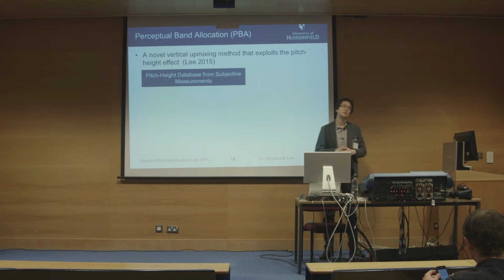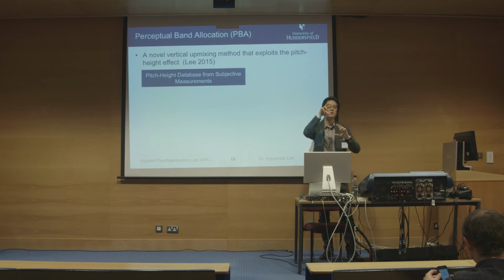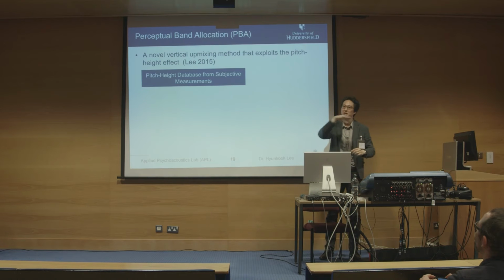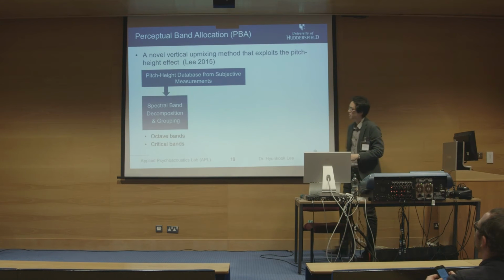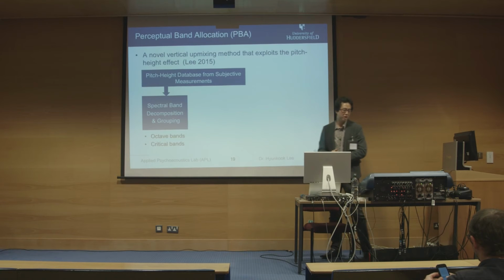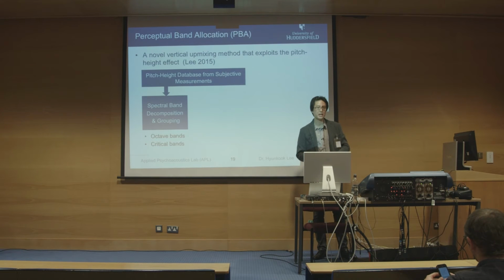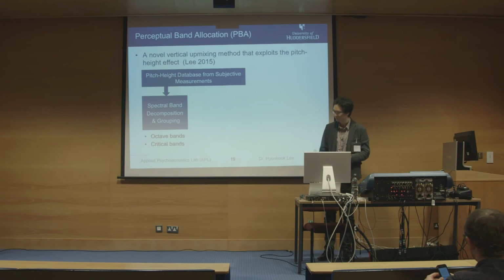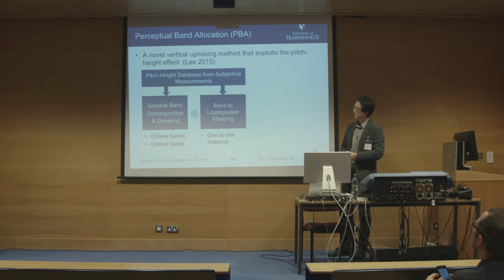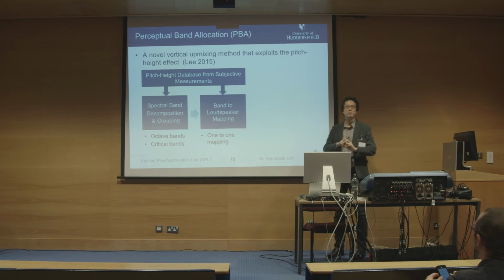So we basically need to know where each frequency band is perceived in the vertical plane. Once we have the data, once we know where each frequency band is perceived, depending on the loudspeaker layer, we decompose the spectrum of the original signal into octave bands or critical bands, and then we map each frequency band to each loudspeaker.